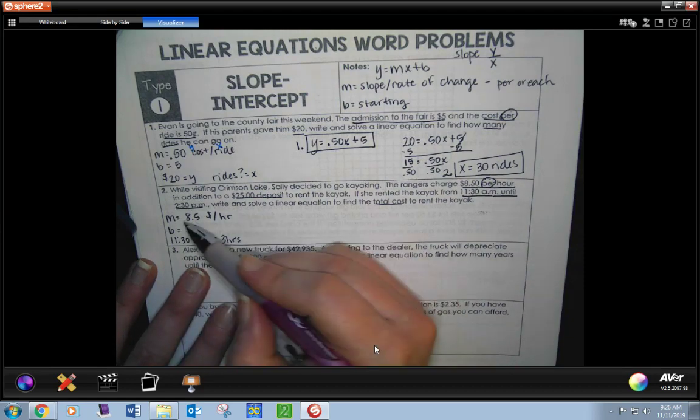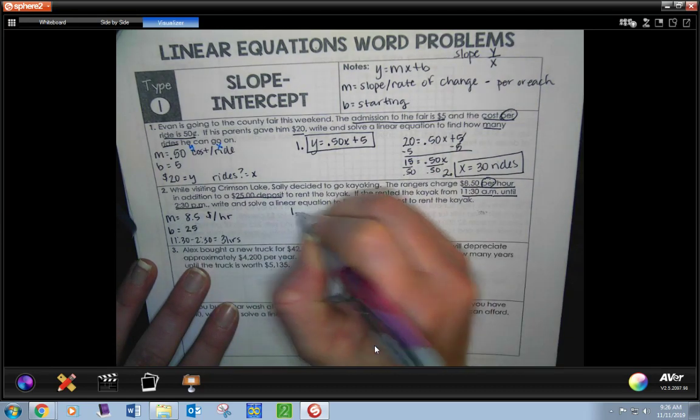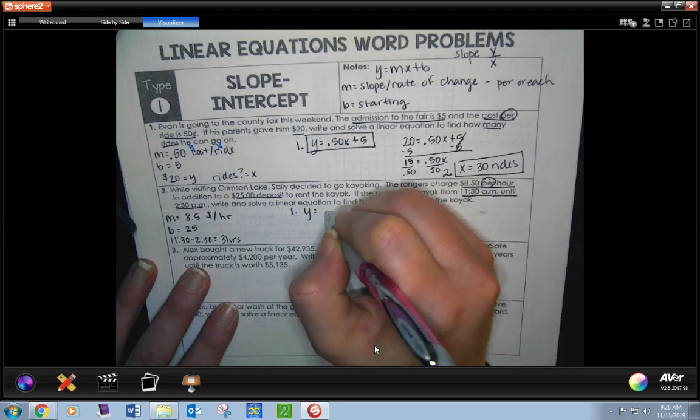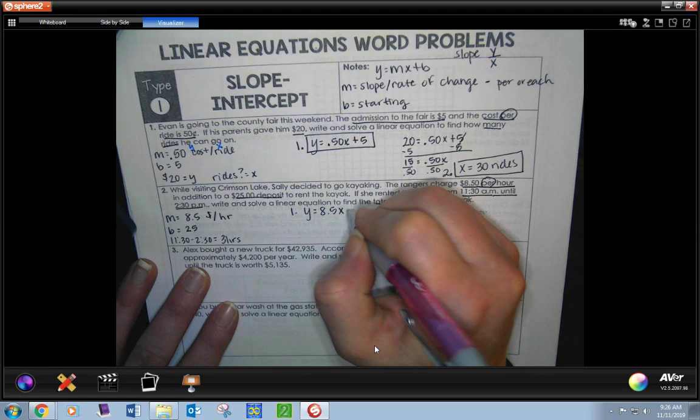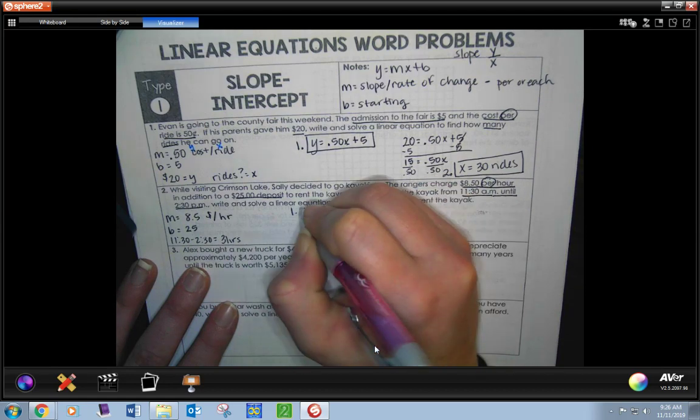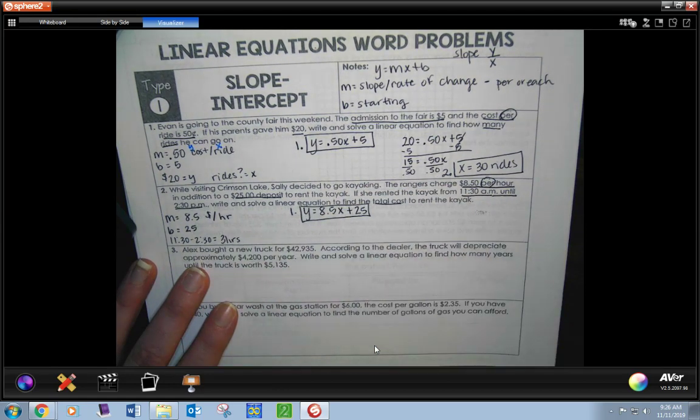Okay, once I have my M and my B, step 1 is to write the equation. Y equals 8.5 goes with X because M goes with X, plus 25. There's step 1, write the equation.